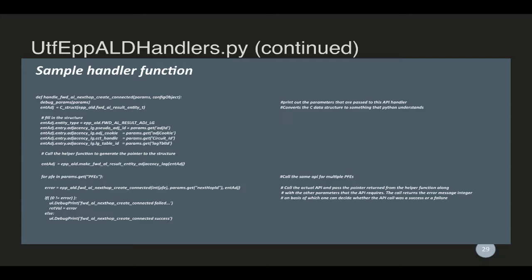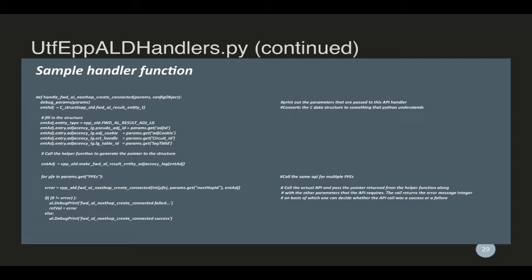But the main thing to observe here is you are doing params.get for adjacency ID, adjacency cookie, circuit_ID and lag table ID. When you do this, it is getting the values from the objects.json file. So by the end of this, you have your structure populated with the values that you need. Then we call EPP_ALD.make_forward_AL_result_entity_adjacency_lag, a long name for a function again, which is the helper function that you wrote. If you remember, it returns a pointer to the newly created data structure, the result entity structure.